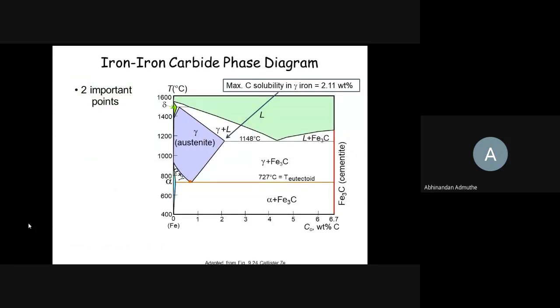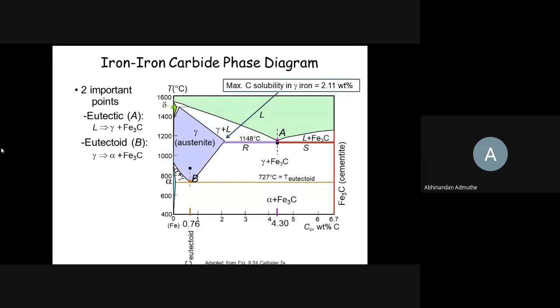So here we'll try to understand how phases form. The maximum solubility of carbon in gamma iron is 2.11% carbon or 2.04% carbon. And at the eutectic point, the composition corresponding to the eutectic point is 4.3. So what is the eutectic reaction? It says liquid transforms into gamma plus cementite. This is our eutectic reaction. Liquid transforms into gamma plus cementite. So liquid, solid 1, solid 2.